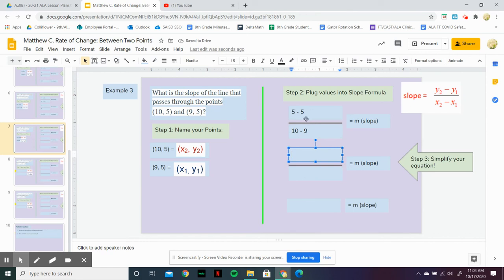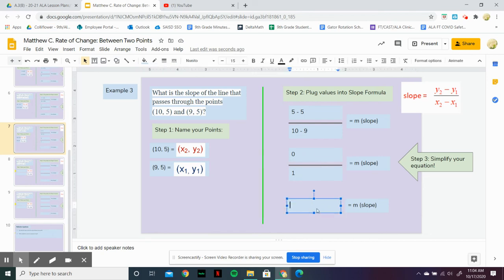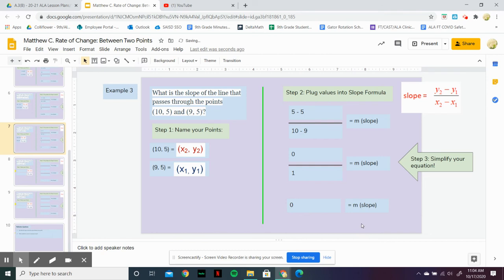Now I'm going to simplify. 5 minus 5 would become 0. 10 minus 9 would become 1. And I know that 0 divided by 1 is still 0. So my slope of this line is 0. This line is flat.